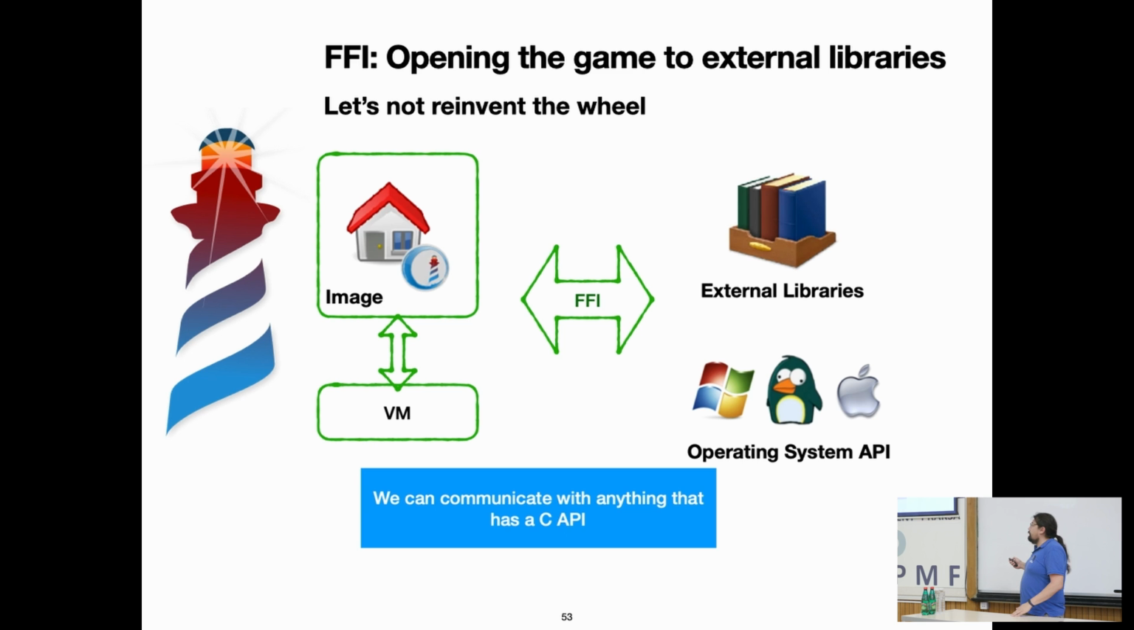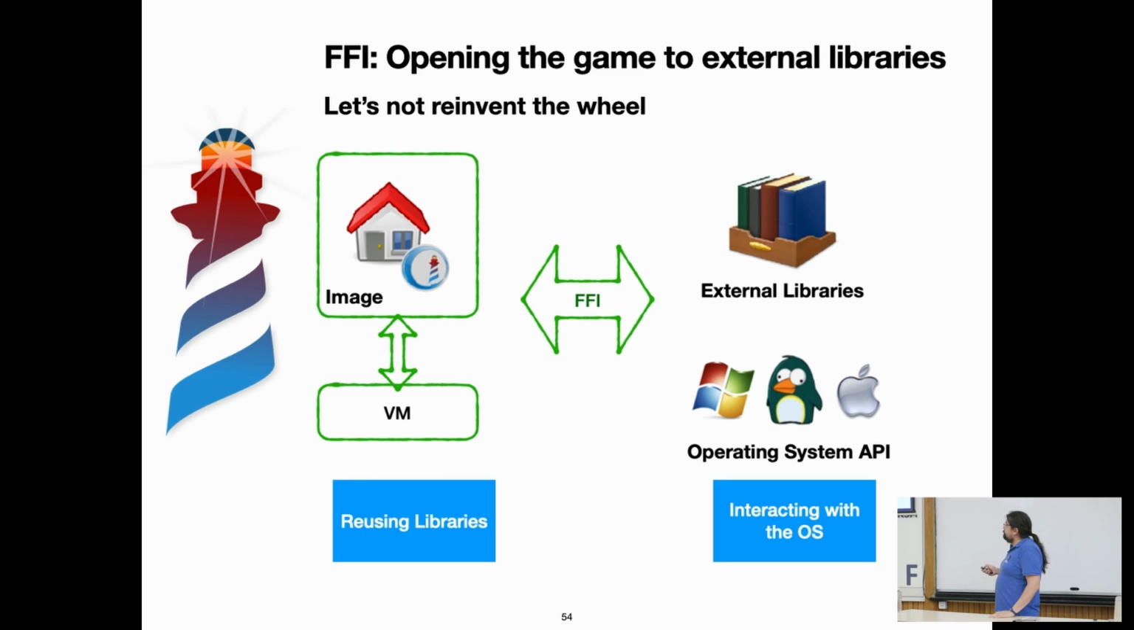Another example is how we can configure or customize the main toolbar in OS X directly from Pharo code. And this is really, really important because we can communicate with anything that has a C API. Like this, as I said before, we reuse libraries that are already well done.